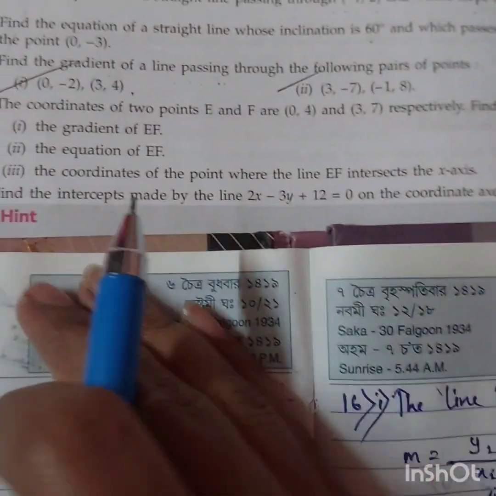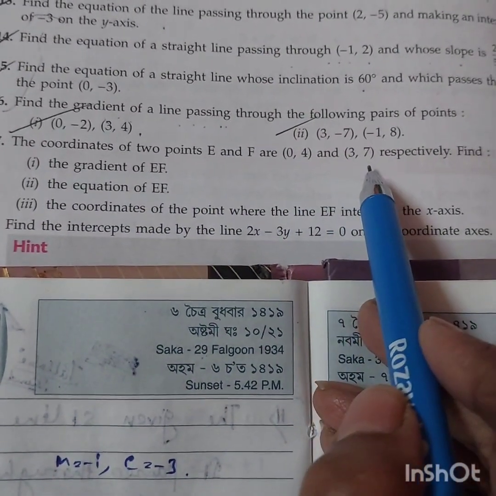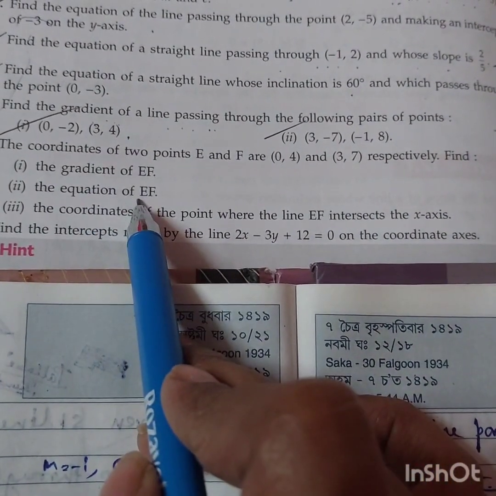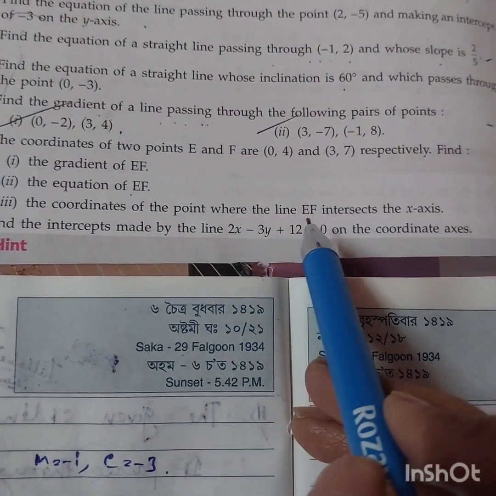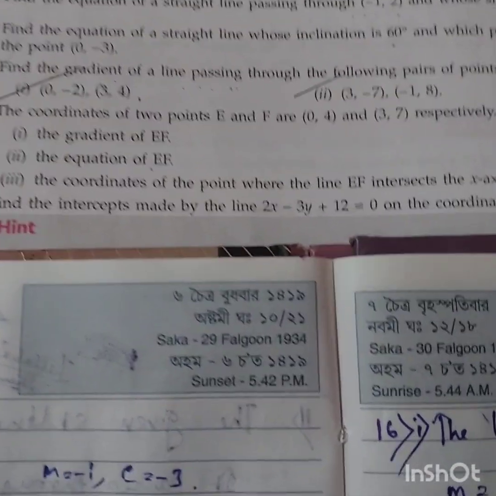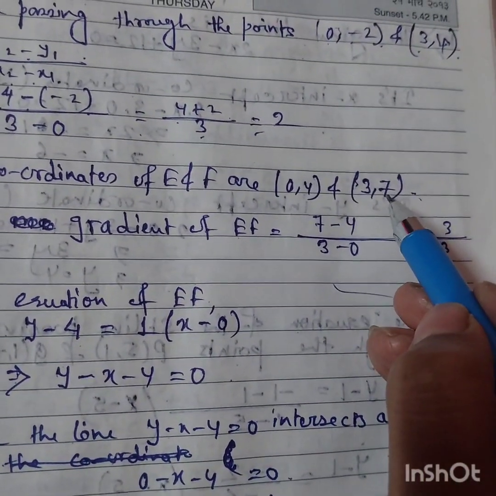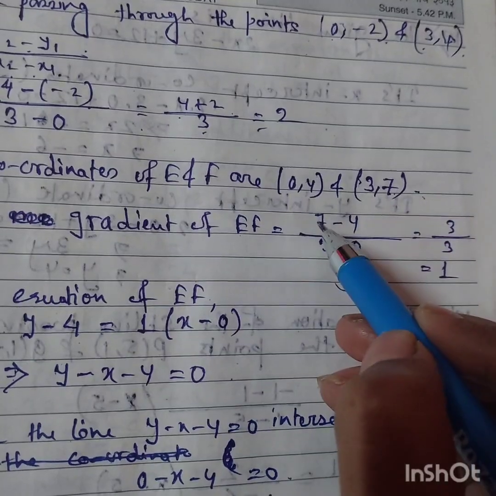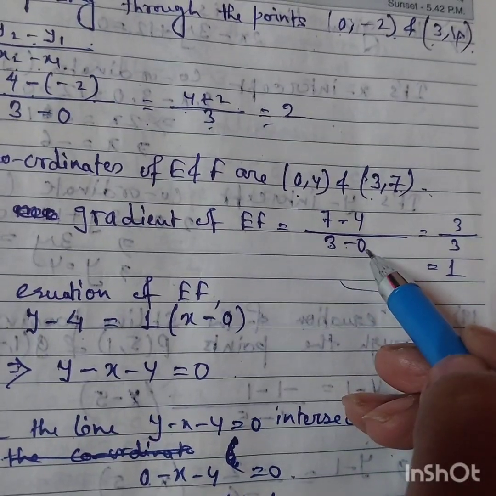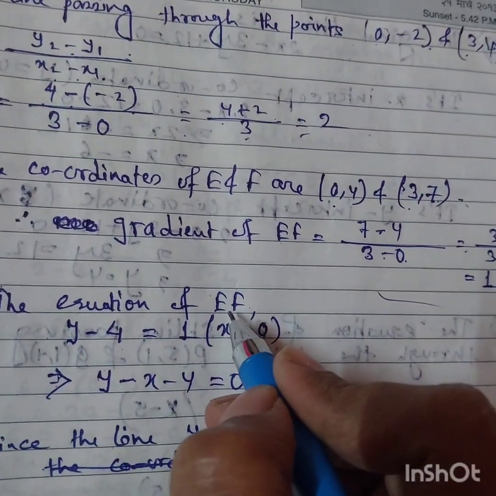Now come to the next sum. The coordinates of two points E and F are given, (0, 4) and (3, 7) respectively. Find the gradient of EF, the equation of EF, and the coordinates of the point where the line EF intersects the x-axis. Okay, so the gradient you can easily find using the previous formula, that is y2 minus y1, that is 7 minus 4, by x2 minus x1, that is 3 minus 0, that is equal to 3 by 3, which is equal to 1.